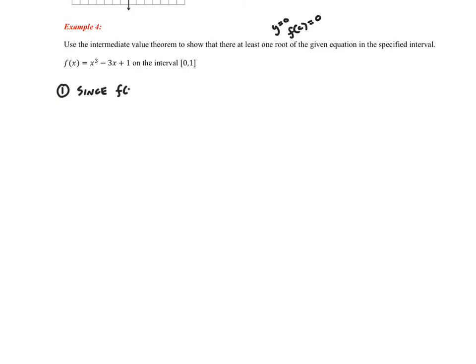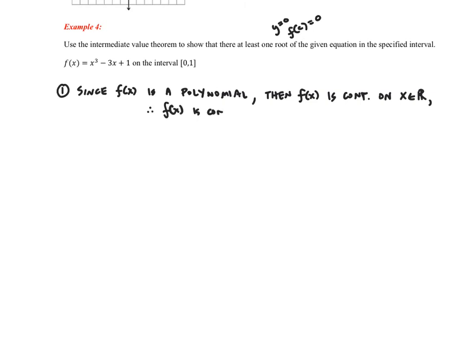is a polynomial then it is continuous. I'm going to abbreviate here, continuous on the real numbers. Therefore, f of x is continuous on the interval from 0 to 1. Okay, cool. Check. We know it's continuous, therefore the IVT applies.